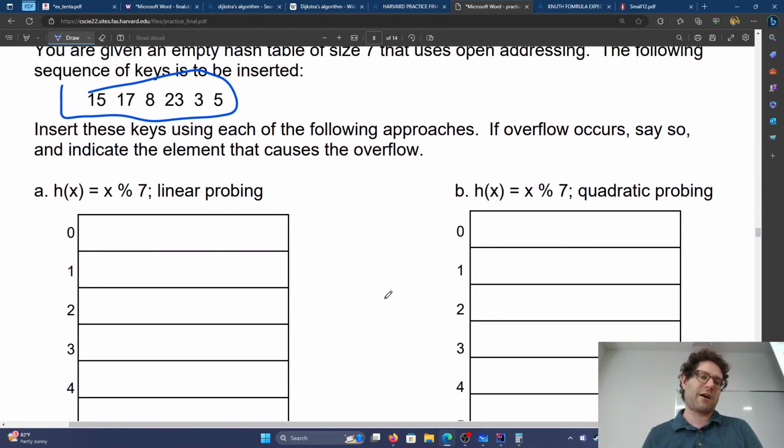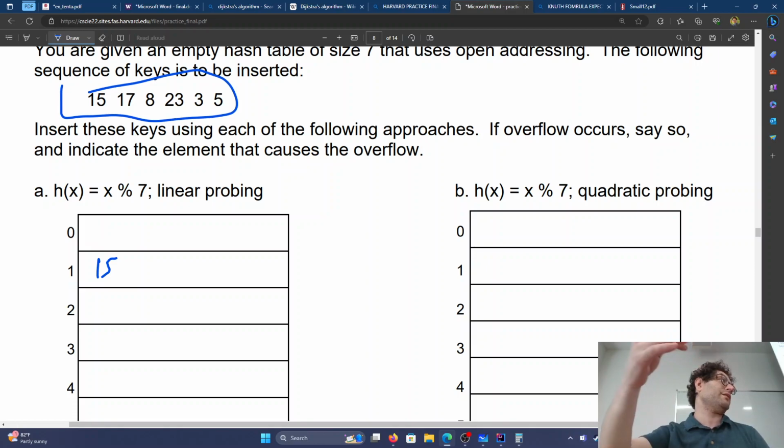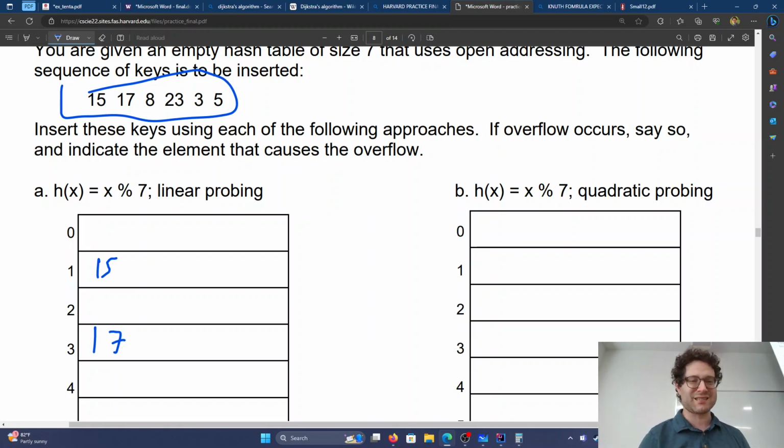So for instance, to start off, 15 is going to go into 15 mod 7. What is 15 mod 7? That's 15 minus 14. That's 1. 17 is going to go into 17 mod 7, which is 10, 3, right? 17 minus 7 becomes 10. 10 minus 7 becomes 3, right? Also, 17 is 2 more than 15, so it makes sense that it's 2 indexes up because that's the way modular arithmetic works.